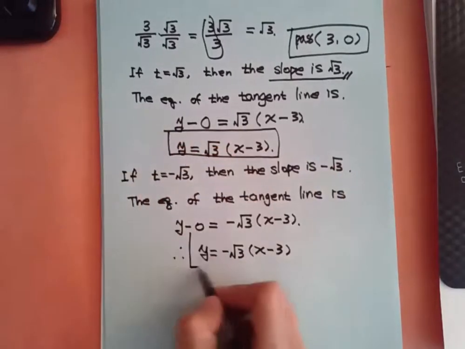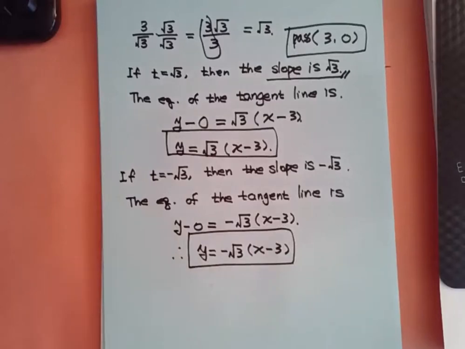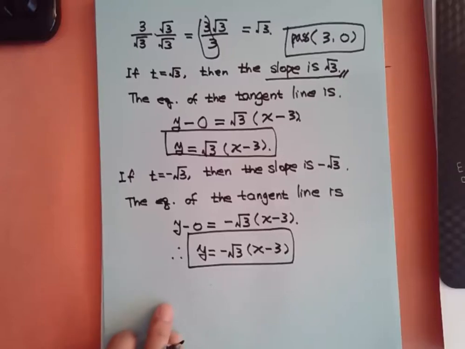Those are passing the same point in the xy plane, and they have different slope, opposite slope. One increases and the other decreases. Can I move on? Do you have any question about this? All right.